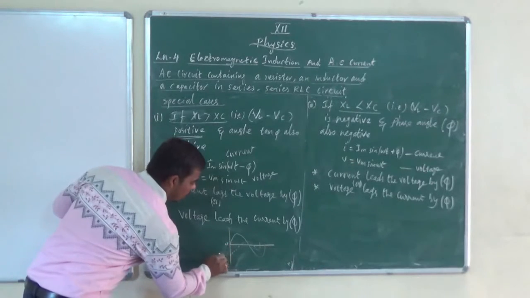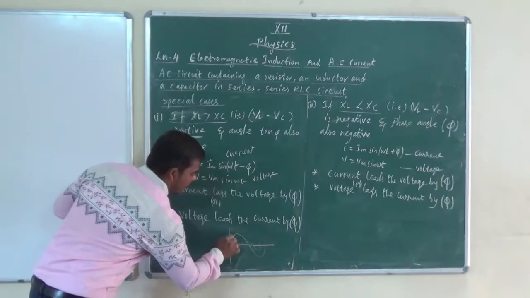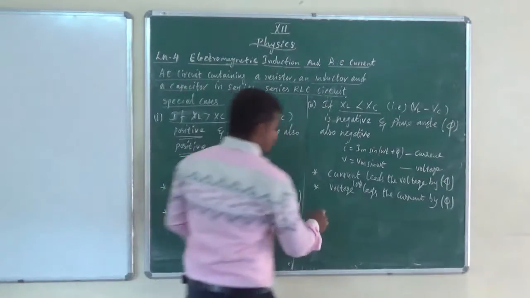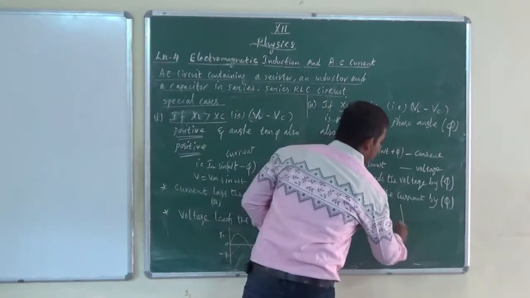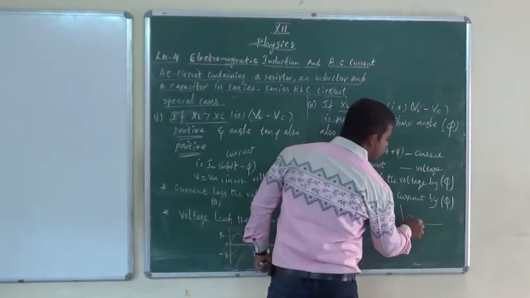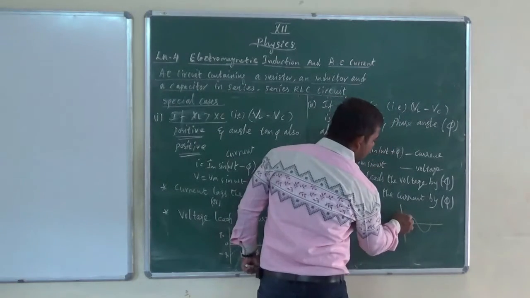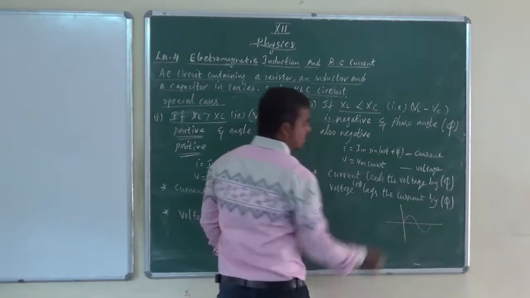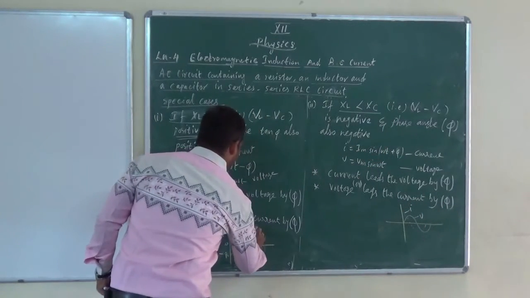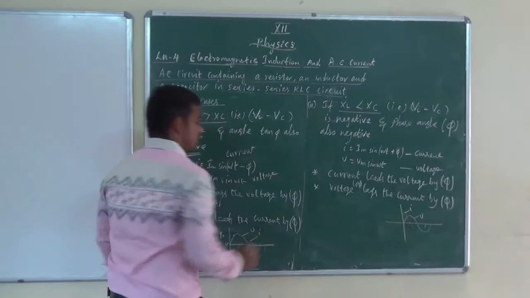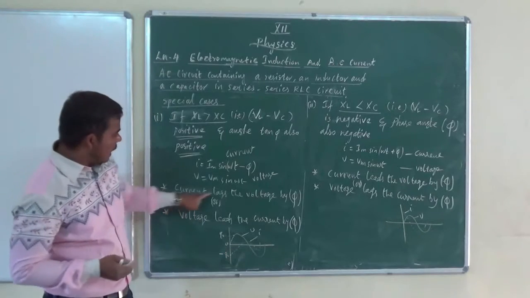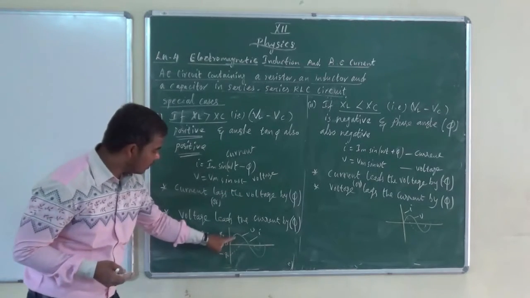So 0, this is negative 90 degrees, and this is positive 90. You just have to refer to it. And here, see here, leads, the voltage and current. Voltage, current: here voltage, this is current. See, the dotted current line lags the continuous voltage line.